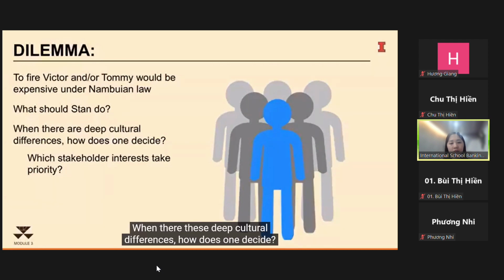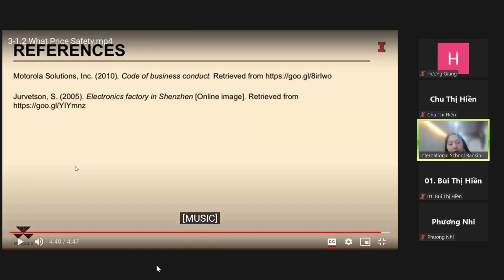When there are these deep cultural differences, how does one decide? Which shareholder interests take priority? Okay, so you understand the case. So imagine that you are the manager. You are Stan, the manager of the Nambu branch. What are you going to do in this case?